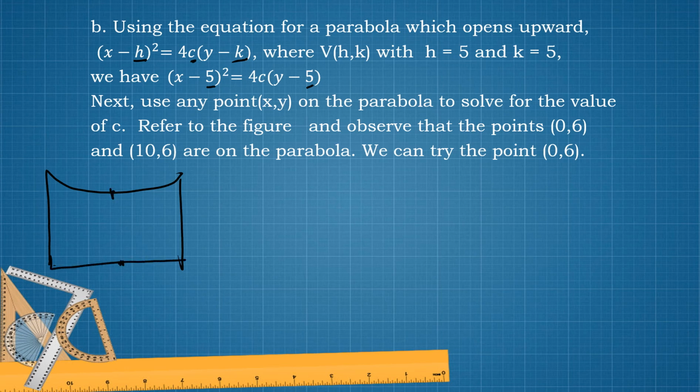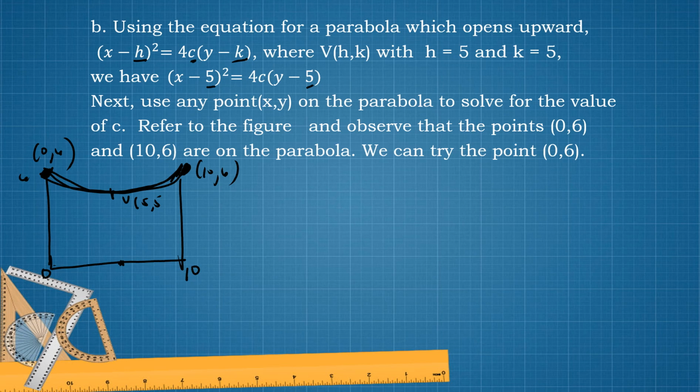So this is the vertex at 5, 5. We know that this is 0 and this is 10. So we're going to look for a point that lies on the parabola. This is the parabola, so we already know that this point and this point, we can find out where they are located: at 0, 6 and 10, 6. That's the reason why we can use 0, 6, and we can also use 10, 6.